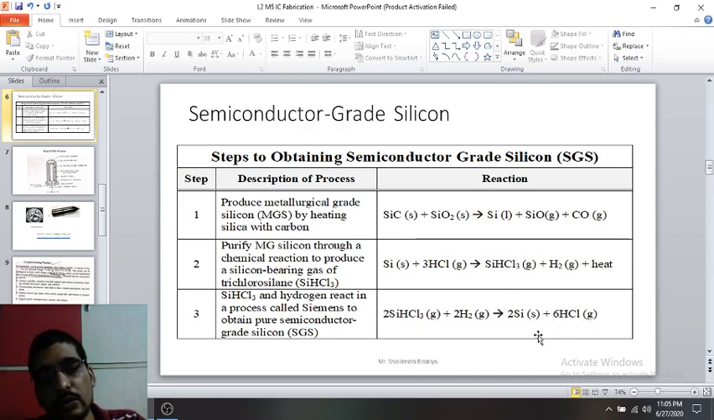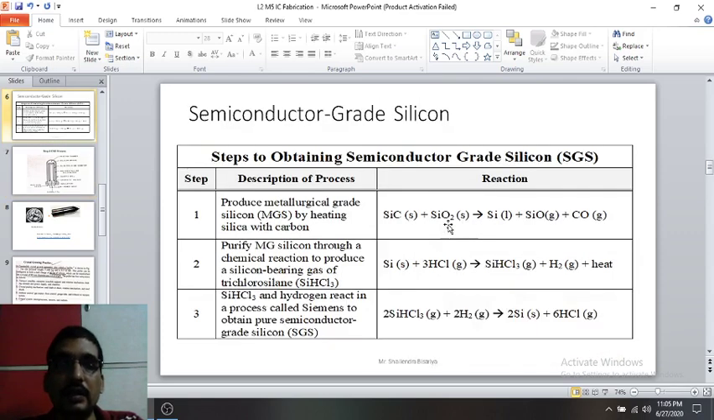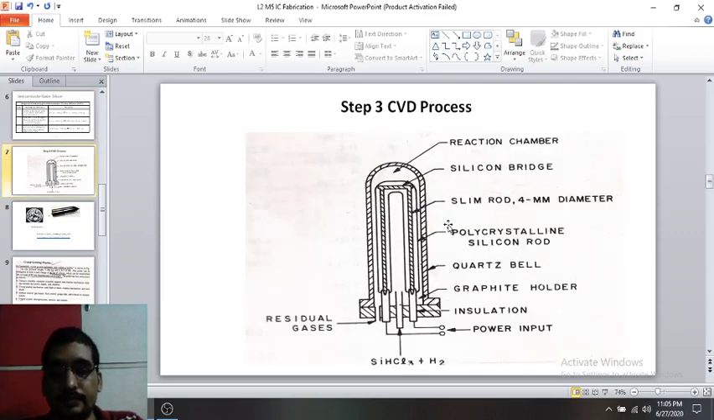This reaction forms SGS or EGS, that is electronic grade silicon, and takes place inside a chamber. This process is known as the chemical vapor deposition process. Let's have a look at this diagram to see what this process is.